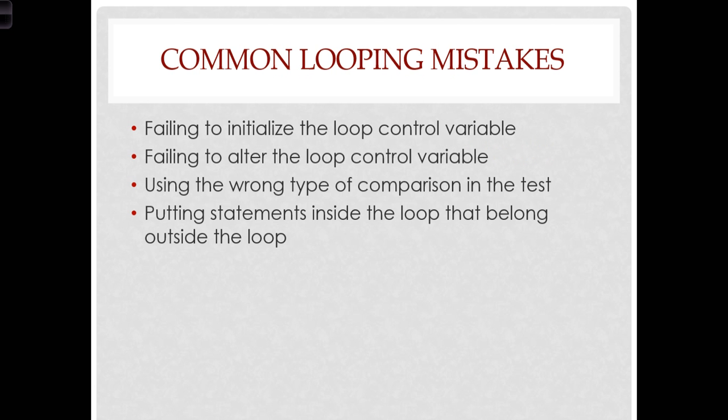There are looping mistakes that are commonly made, and most of those have to do with those three actions that we require to occur. Failing to initialize the loop control variable, failing to alter the loop control variable, using the wrong type of comparison in the test. Another thing that often happens is that programmers will put statements inside the loop that really belong outside the loop.